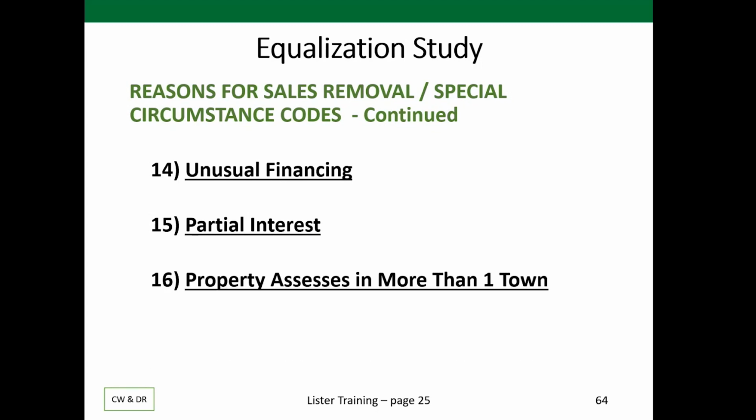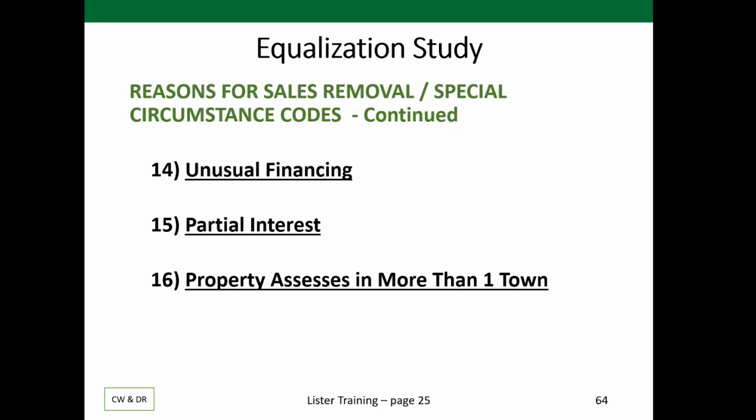Properties assessed in more than one town. Because you are not valuing the whole, say you have 50 acres in your town and the neighboring town has 10 acres, you're only capturing the value within your boundaries. So we cannot consider properties assessed in more than one town.